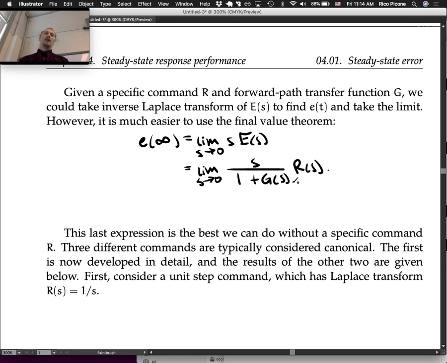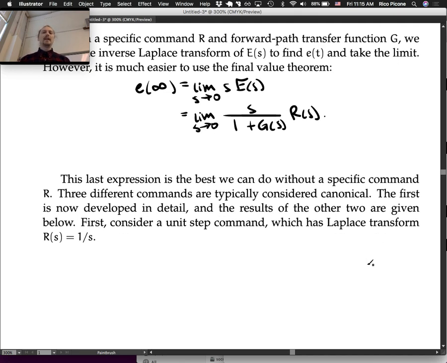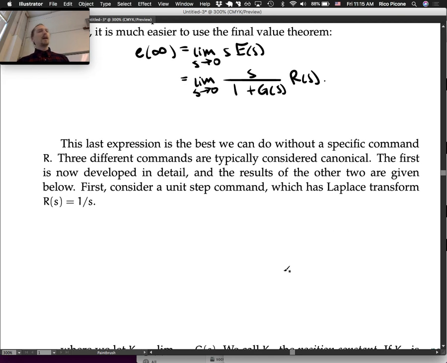So G and R, if we know what they are, we could plug them in and evaluate this, right? But we're going to try to do something a little bit more general, using the form of G and the form of R, canonical forms of R. So 3 different commands are typically considered canonical. The first is now developed in detail, and the results of the other 2 are given below in the table. So first, consider a unit step command, which has Laplace transform R of S equals 1 over S.